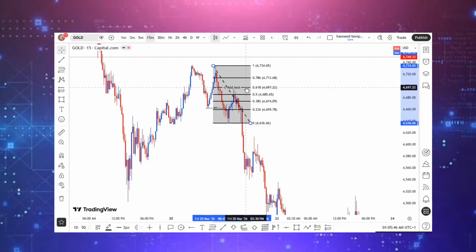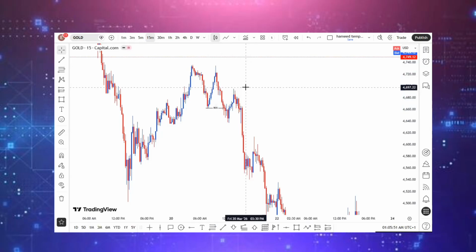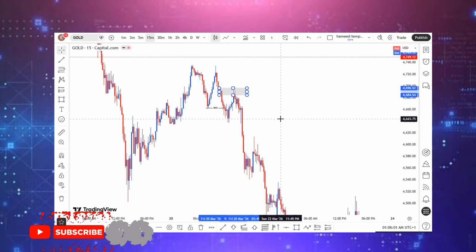It always works. So that's for those of you that cannot identify an order block. But if you can identify an order block, this is another block sitting right here. And it's as simple as that.